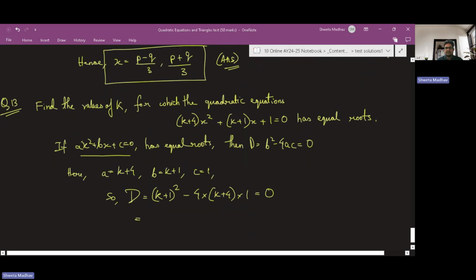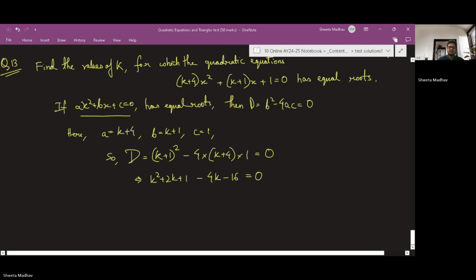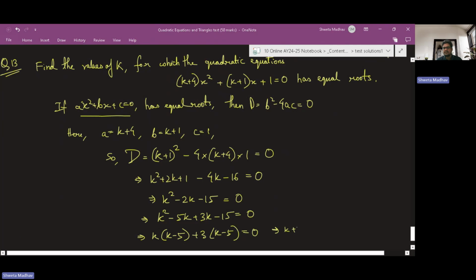So hence we can say that k square plus 2k plus 1 minus 4k minus 16 is equal to 0. So this is k square minus 2k minus 15 equal to 0. If we factorize it, we know that 5 times 3 is 15. So k square minus 5k plus 3k minus 15 equal to 0. So I can take k as common from the first two terms. So k into k minus 5 plus 3 into k minus 5 equal to 0. So I can say k plus 3 into k minus 5 equal to 0.